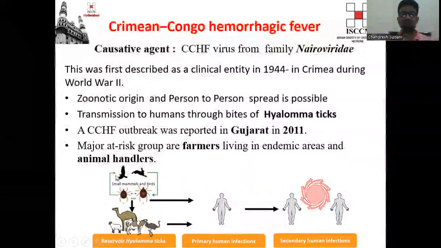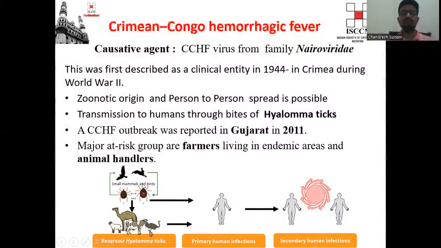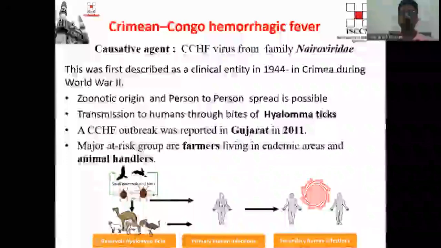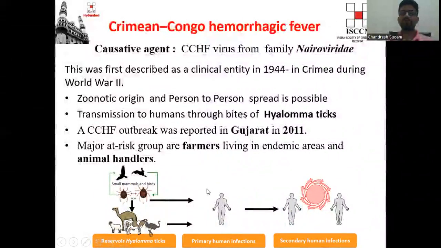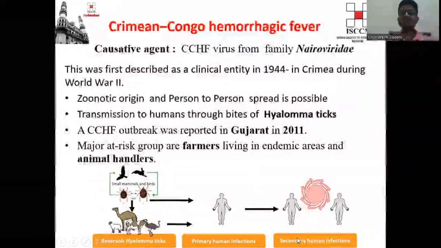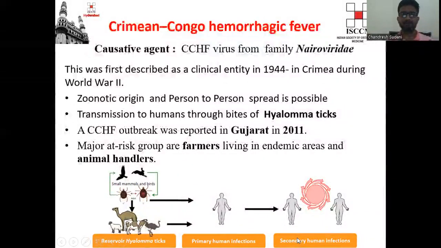If you look at their epidemiology, the small mammals or birds will harbor these ticks, and from these ticks, infection will spread to primary human infection. Again, from human to human, because of the saliva and other secretory juices, if they come into contact with other human beings, then secondary human infection can also happen.